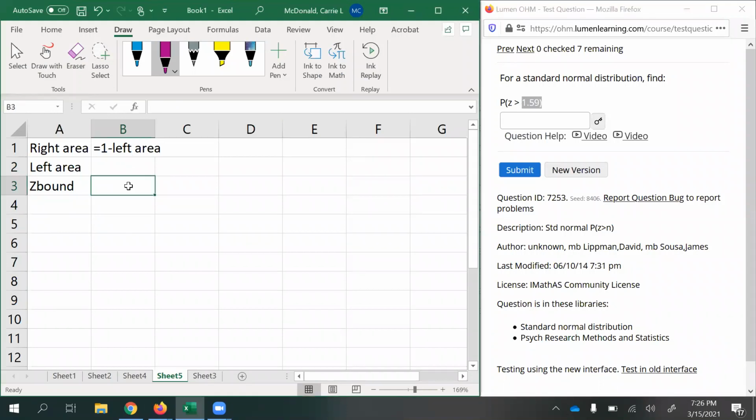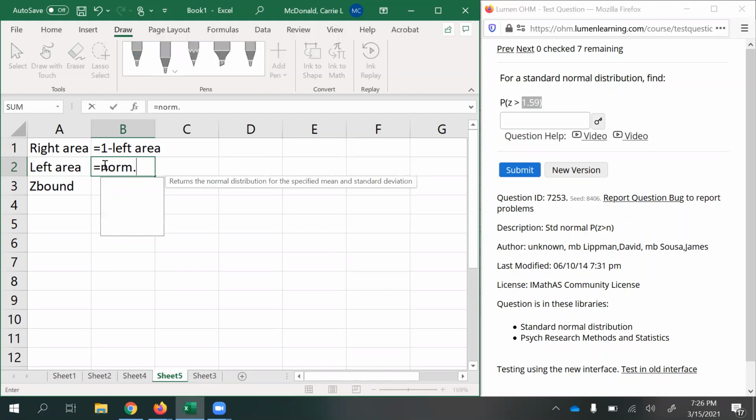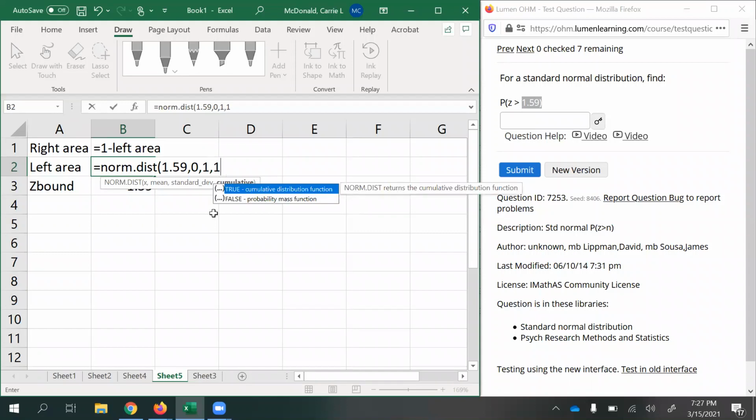So I'm going to put in 1.59 and just use my NORM.DIST again with the left boundary of the z-score of 1.59. Now you can either click on the cell containing it or type it in by hand. And you can also set this up so that you have like an automatic calculator if you want to be real fancy and try to be more efficient. You can also type in 1 for cumulative instead of typing the word true.